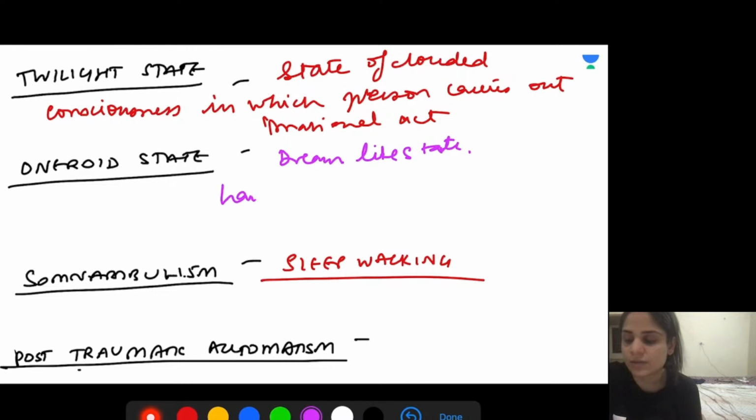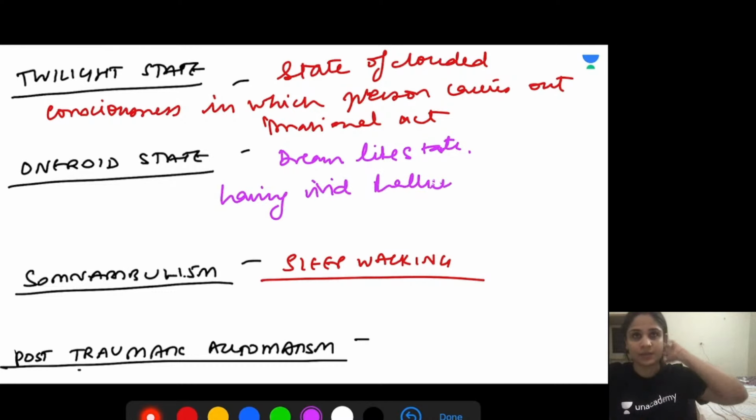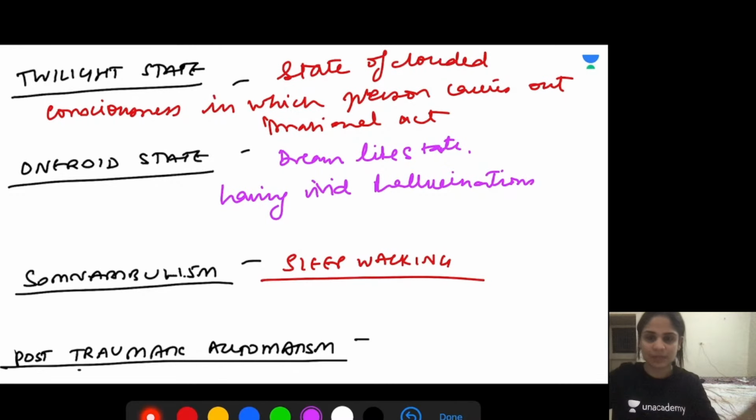So imagine you are having visual hallucinations that the person sitting in front of you has grown 3 heads and is coming to attack you. What will you do? Immediately you will take something and attack that person. Okay, that is just a hallucination, but you will end up attacking that person and you may end up killing that person. So you were in a horoid state when that happened.